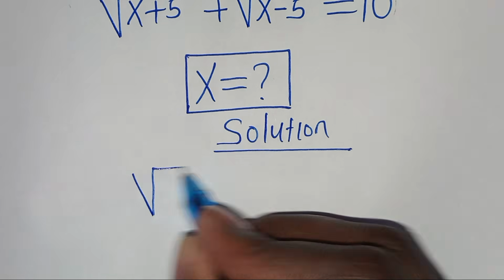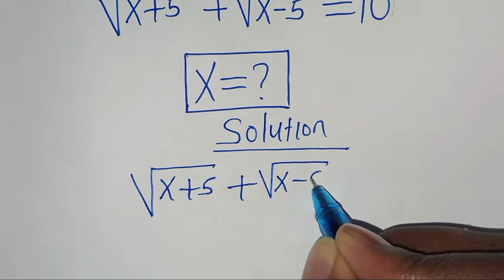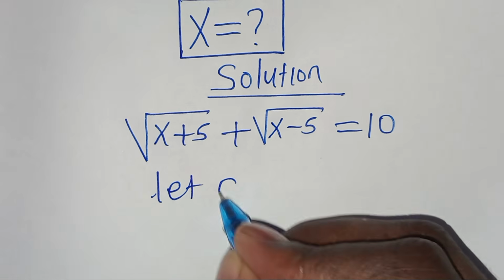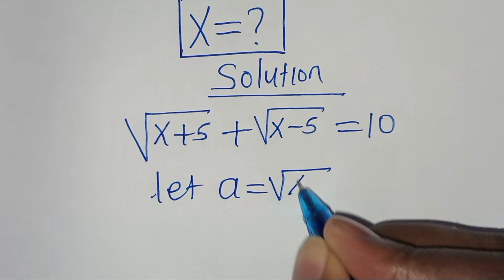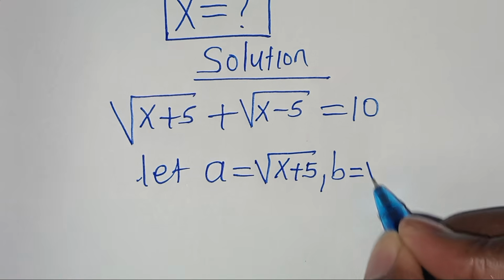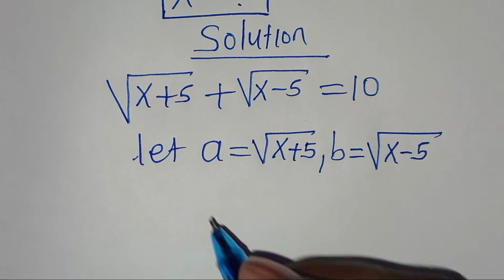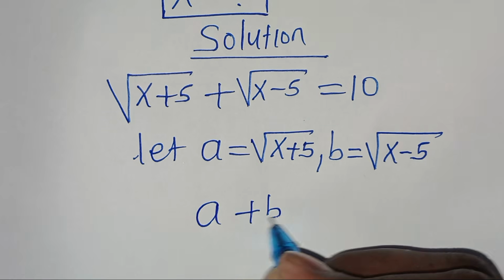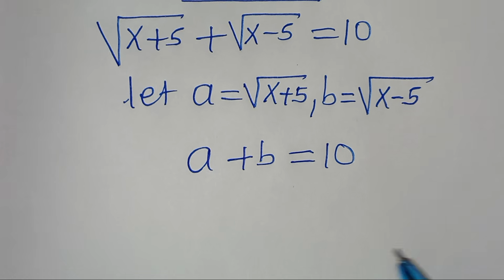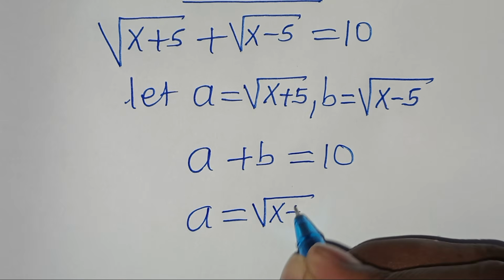So we have the square root of x plus 5 plus the square root of x subtract 5. This is equal to 10. So the first step is we can let a be equal to the square root of x plus 5, and we can let b be equal to the square root of x minus 5. So this means that a plus b is equal to 10. So this means that a is equal to the square root of x plus 5.